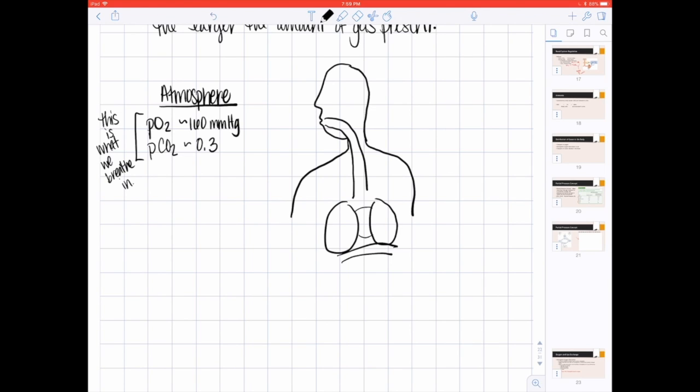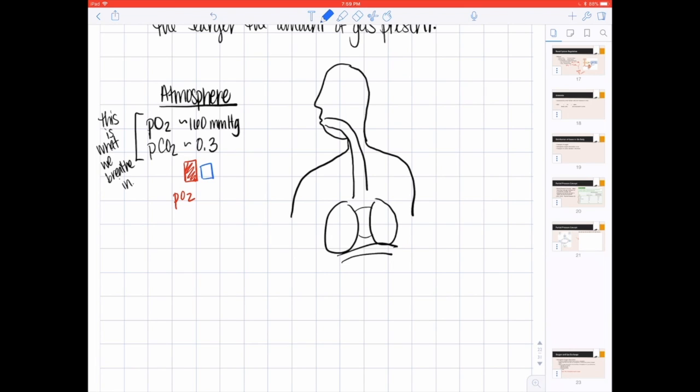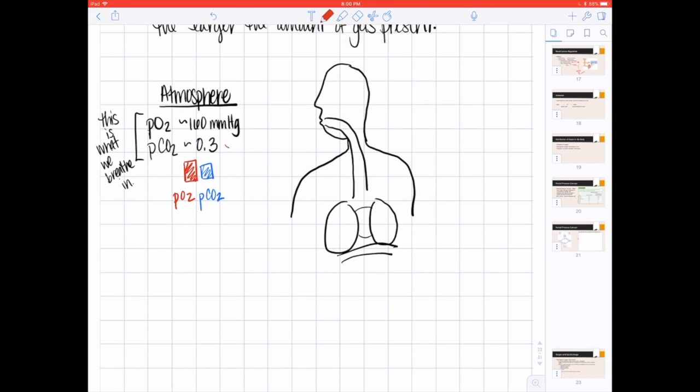And as you know, we're going to eventually transport the oxygen to our tissues to be used. Okay, I'm going to use some colors here to hopefully try to make this pretty clear. So as you can see, the PO2 is a lot higher in the atmosphere than the PCO2. Okay, so we're going to breathe that in, and it's going to go down into the lungs.